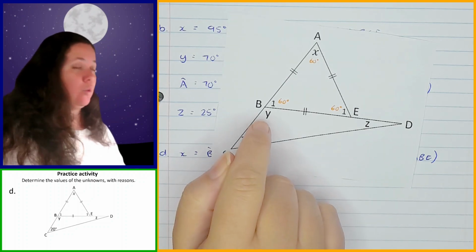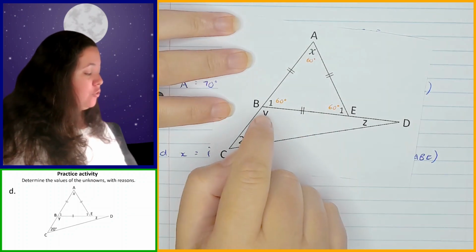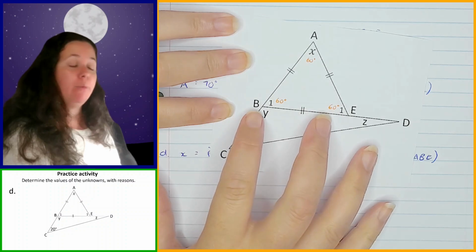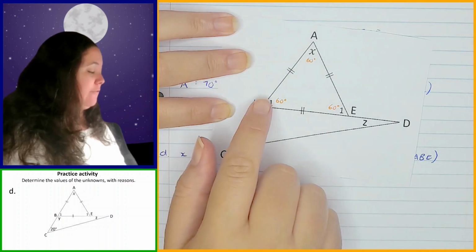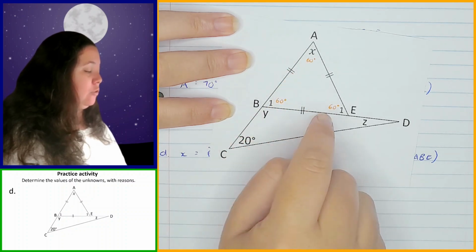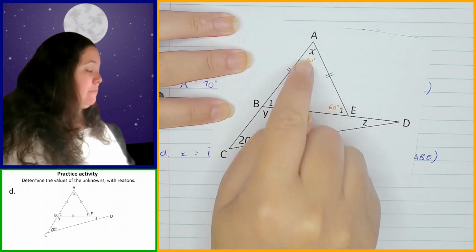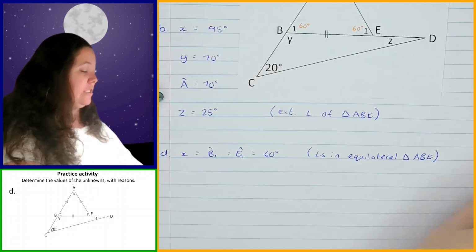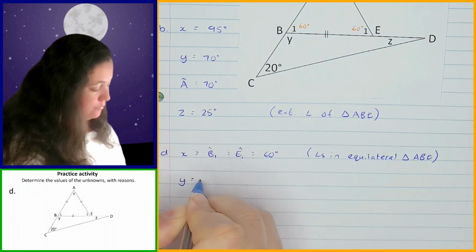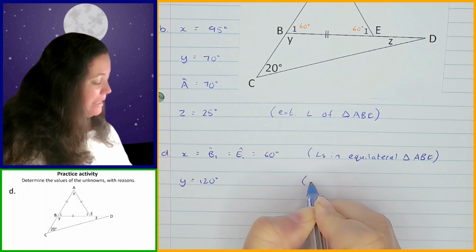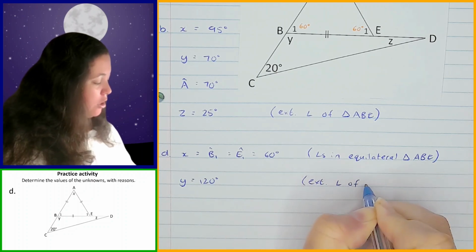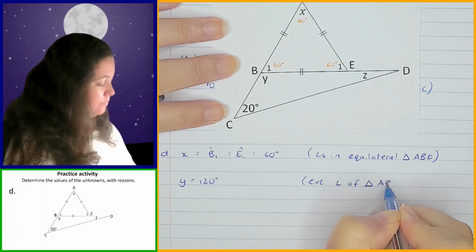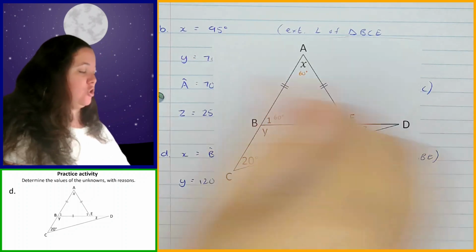The next thing I need to work out is y. Now you have two choices. Again, you can do angles on a straight line. I'm not going to be doing that option because I'm focusing on triangles at the moment. But if you use angles on a straight line, that's absolutely fine. I'm going to be using the exterior angle of triangle ABE. It's equal to the sum of the opposite interior angles. So y is going to be equal to 60 plus 60. So I can say y is 120 degrees. And my reason is exterior angle of triangle ABE. Okay, so this is 120 over here.